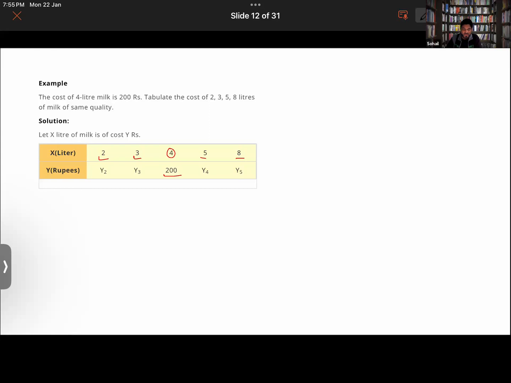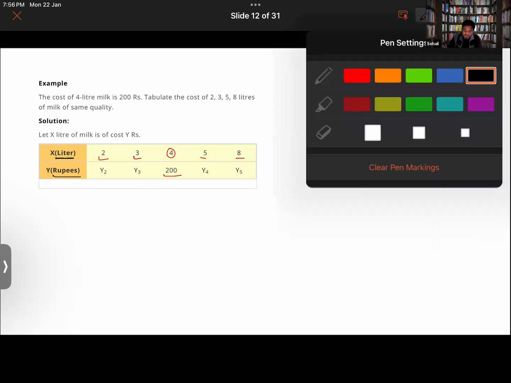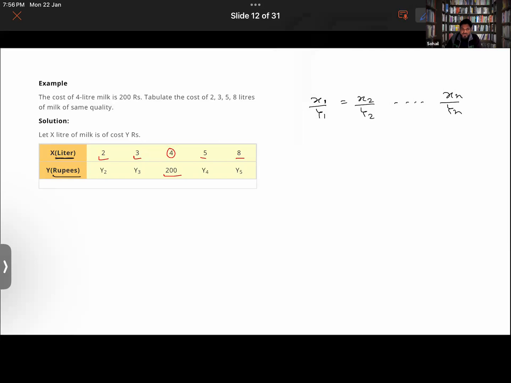What do we basically do? The value liter, let's take it as variable x, and we assume rupees as variable y. And you know the formula x1 upon y1 equals x2 upon y2 up to xn upon yn. Okay? So using this formula, you can solve it very easily.